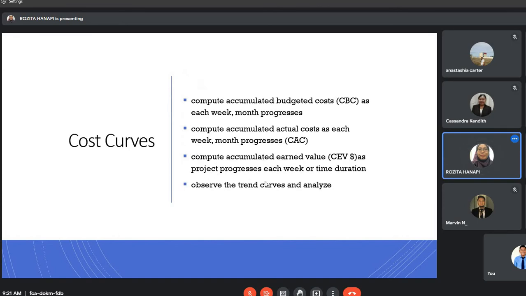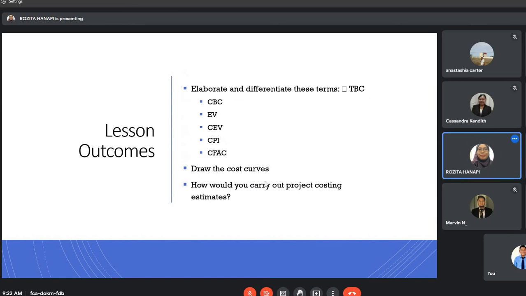And for the cost curve, on the chart, compute the cumulative budgeted cost as each week or month progresses, and then compute the cumulative actual cost as each week and month progresses. Okay, compute the cumulative earned value as the project progresses each week or time duration. Observe the trend curves and analyze. Okay.